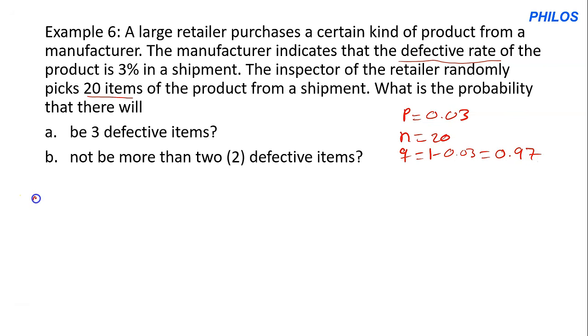Now to solve question A, it says you should find the probability that there will be 3 defective items. So we are finding the probability that X is exactly 3. So that will give us n combination X.